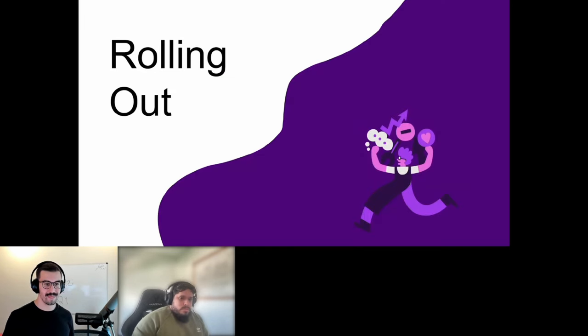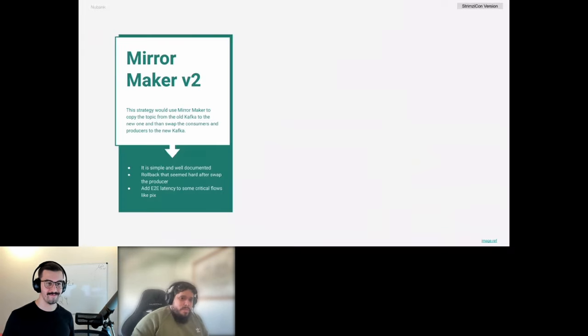So, now let's discuss how we decided to migrate the data from the old infrastructure to the new one. Next. So at the moment, we had three options. Mirror Maker, which we found is really well documented. It's supported by Strimzi.